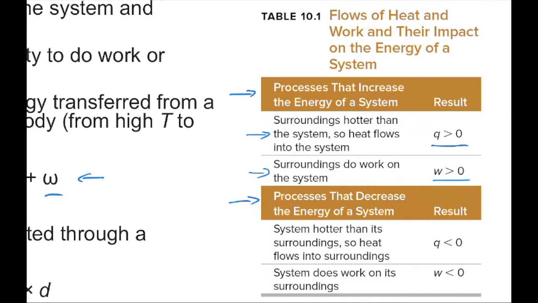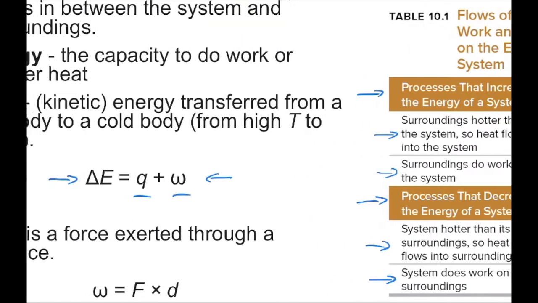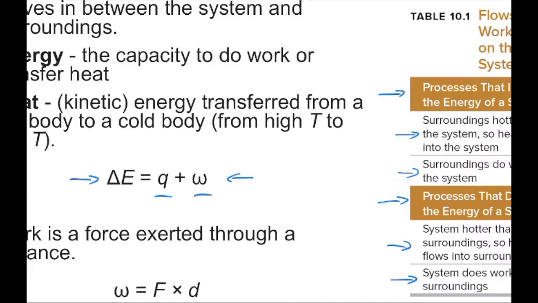Now, processes that decrease the energy of the system are when the system is hotter than its surroundings. So heat is going to flow from the system to the surroundings. So again, that was like a combustion reaction that produced heat. So in that case, we're going to have Q being less than 0, and a system that does work on its surroundings also fits into this category. So W is going to be less than 0. And again, if we go back to our equation, if we have both a negative Q and a negative W, the change in internal energy is also going to be negative.